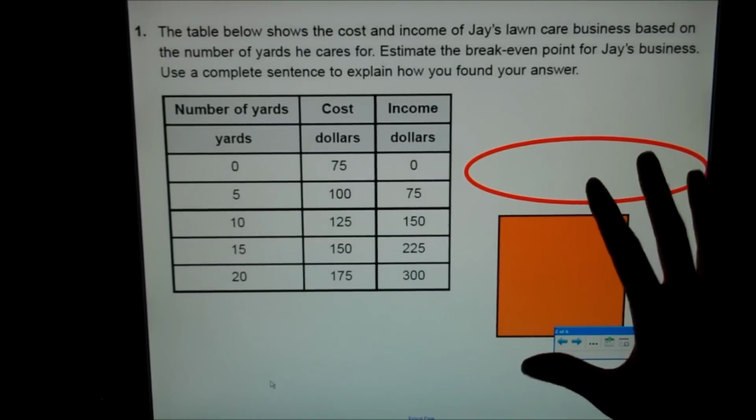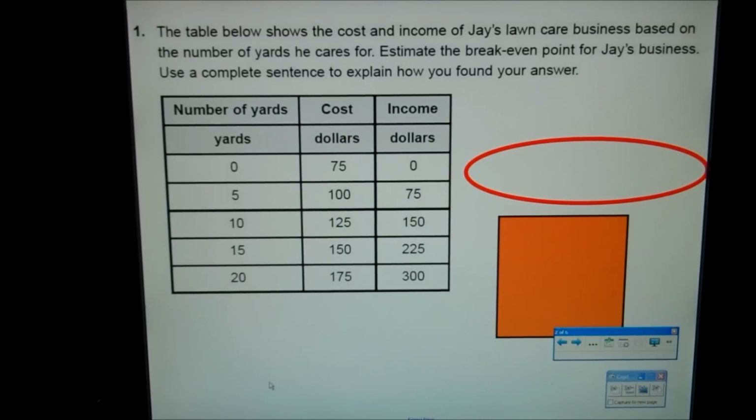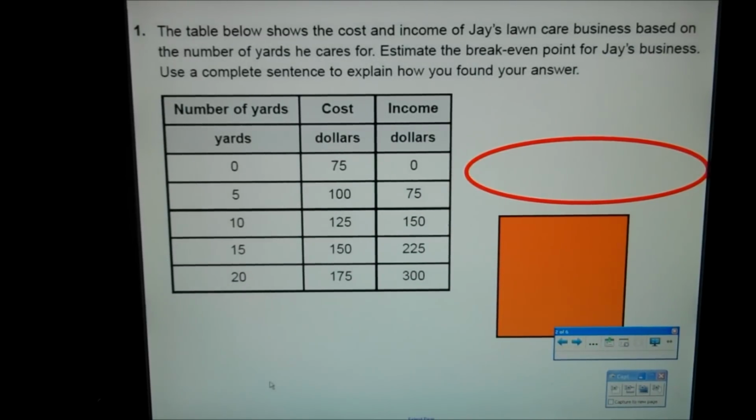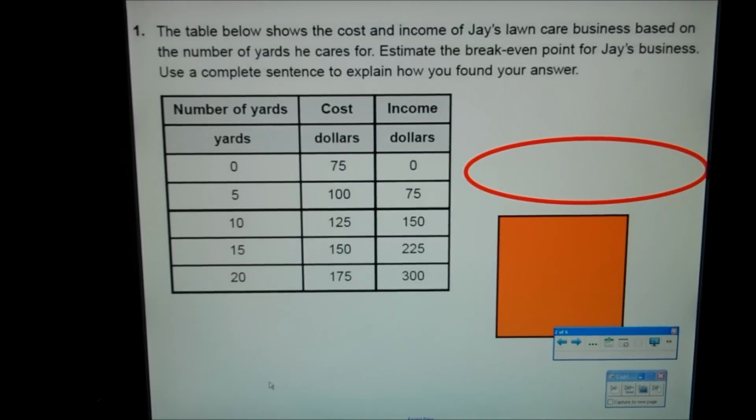So I want you to take a moment, go ahead and pause it, read the scenario, look at the table, and see if you can answer the question that it is asking. It says, the table below shows the cost and income of Jay's lawn care business based on the number of yards he cares for. Estimate the break-even point for Jay's business. Use a complete sentence to explain how you found your answer. So again, go ahead and pause it and see if you can find the break-even point. See if you know what break-even means.